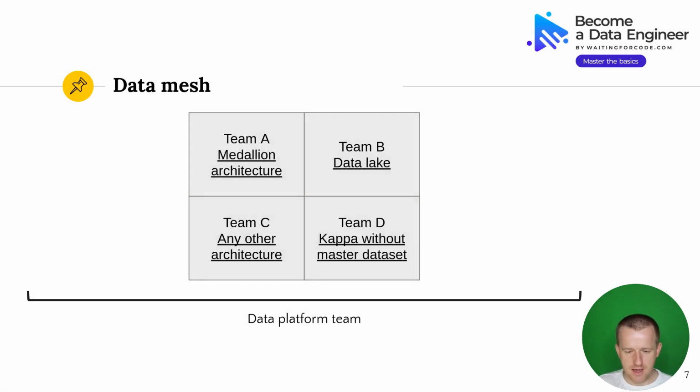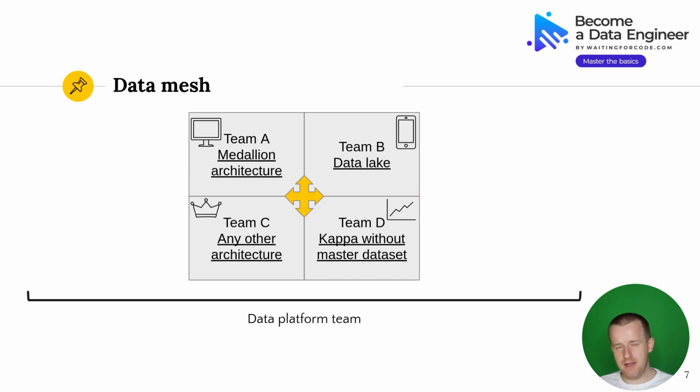And the goal here is to make all these teams independent. So you can imagine one team having the Medallion architecture, another using pure data lake, another one any other architecture, another team with Kappa architecture but without the master data set. So the idea is to decouple them and keep them working together through a common metadata layer, so data catalogs, data contracts, that are quite a new concept at the time I'm recording this video.